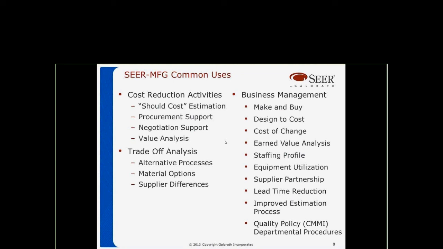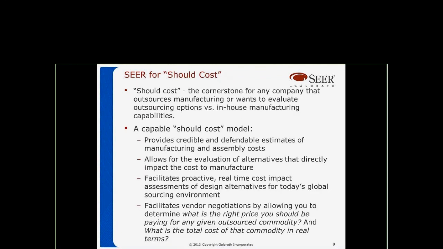Equipment utilization. We have a pricing scenario, actually a rate generator that looks at where you can put in the cost of the equipment and do an ABC accounting. Supplier partnerships, lead time reduction, improved estimation and quality policy for CMMI departmental procedures will certainly be enhanced utilizing the tool. And as I said, should cost really is the cornerstone of any company that outsources manufacturing or wants to evaluate whether you want to outsource or do it in-house.